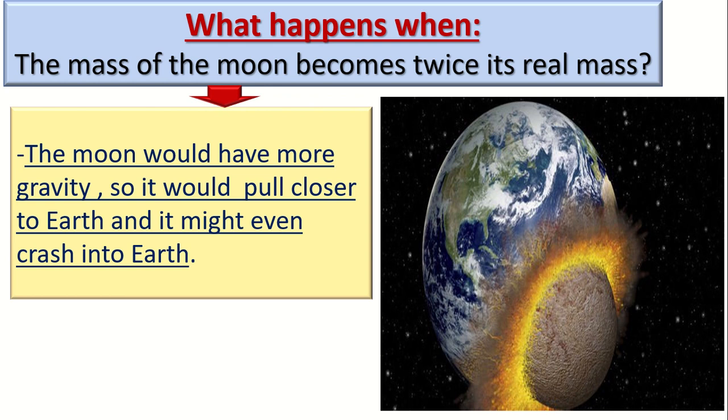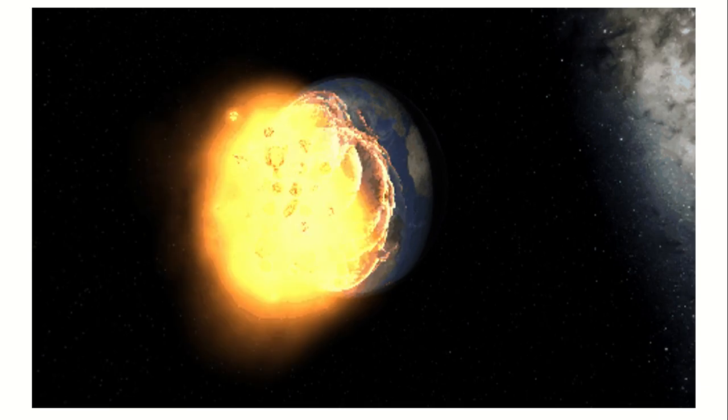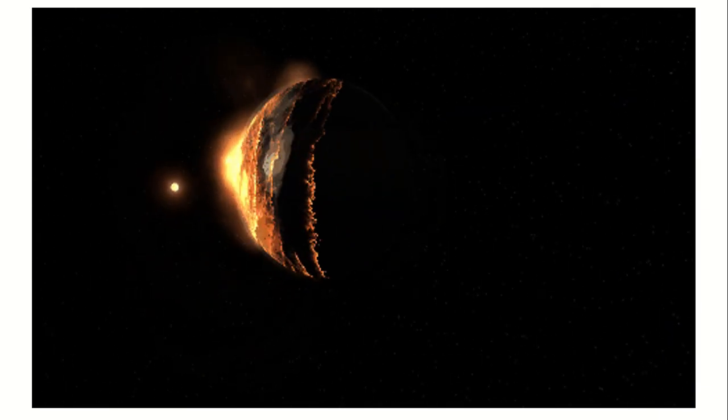What happens if the mass of the moon becomes twice its real mass? That means if the mass of the moon increases, what will happen? If the mass of the moon increases, it will have more gravity, because when the mass increases, the gravity will increase. So when the moon has more gravity, it will pull closer to the earth, and it might even crash into the earth, like we can see here. The moon will crash into the earth and the earth will be destroyed.